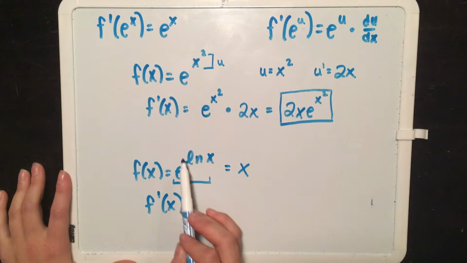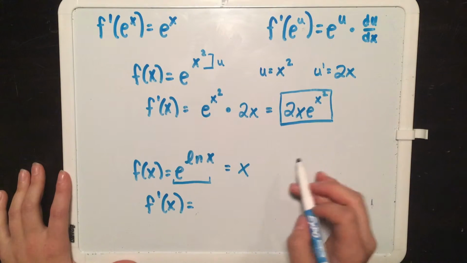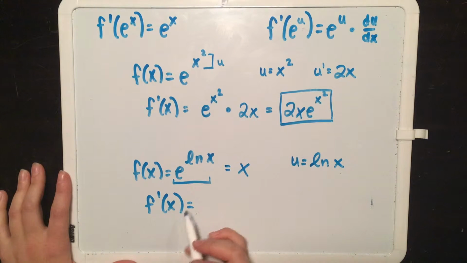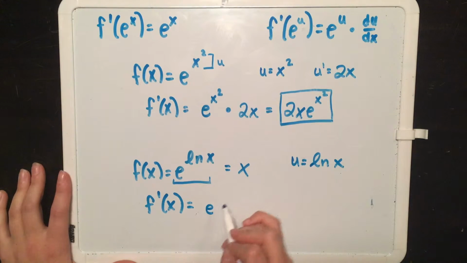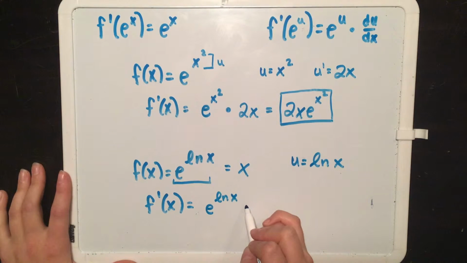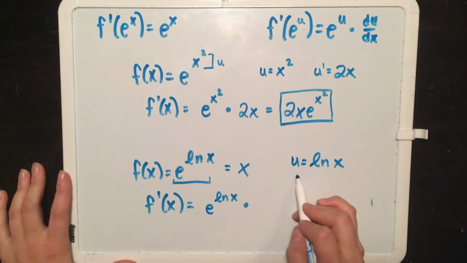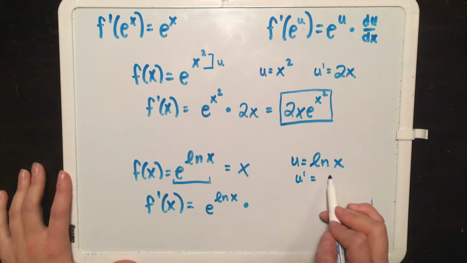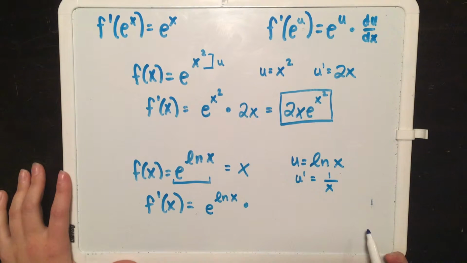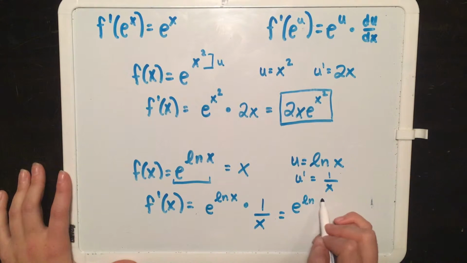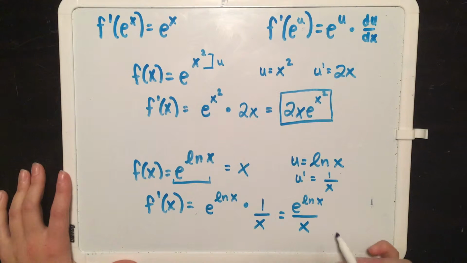So in this exponential, our exponent is our u term, u equals ln x. The derivative of an exponential is itself, e to the ln x, but we have to multiply by the derivative of u. The derivative of ln x is 1 over x. So we're going to multiply this term by 1 over x. So we get e to the ln x over x. That's our derivative of e to the ln x.